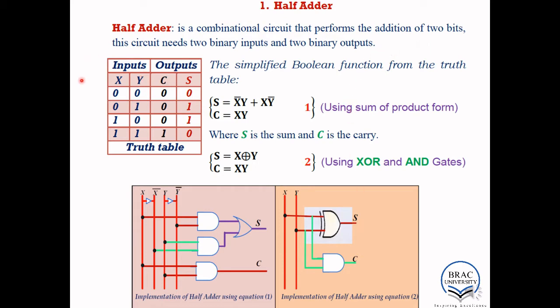If we consider the 2 bits as x and y, this is our input side, and on the output side c is carry and s is sum. If you add 0 and 0, sum is 0, carry is 0. 0 and 1, sum 1, carry 0. 1 and 0, sum 1, carry 0. 1 and 1, sum 0, carry 1.